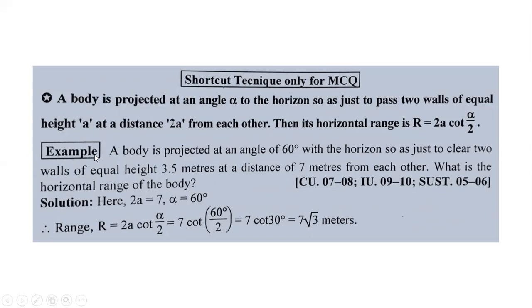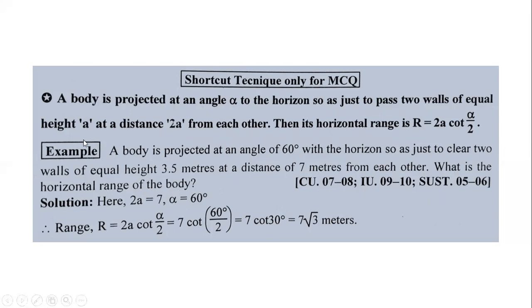Here is an example. A body is projected at an angle alpha, the angle is 60 degrees, with the horizon so as just to clear two walls of equal height, 3.5 meters, at a distance of 7 meters from each other. What is the horizontal range of the body?